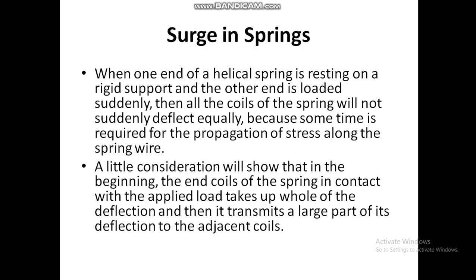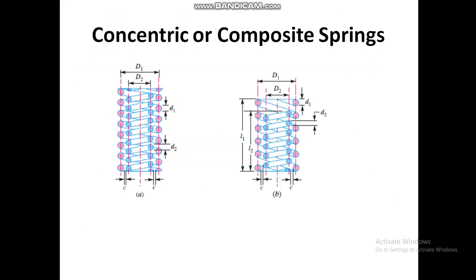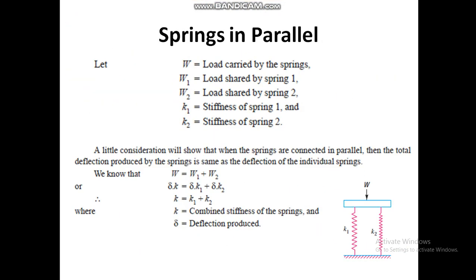So we can easily discuss it. When one end of the helical spring is resting on a rigid support and the other end is loaded suddenly, all the coils of the spring will not deflect equally at once, because some time is required for the propagation of stress along the spring wire. What does it mean? See here, you can see from this diagram. If we apply a sudden load on the spring, the spring will not compress suddenly, but the deflection will propagate gradually from this point to the bottom point.